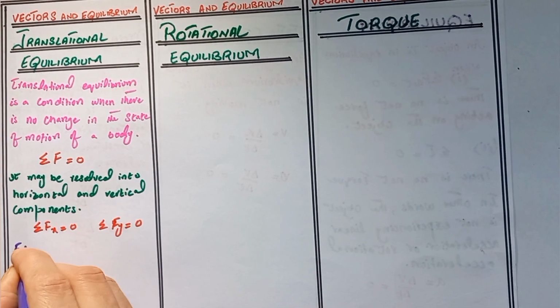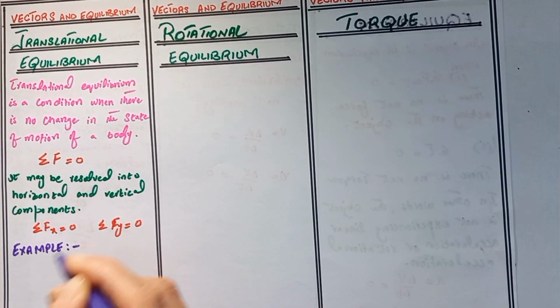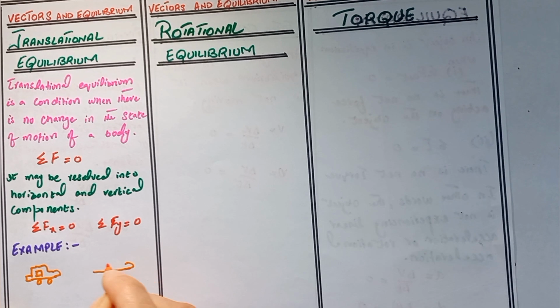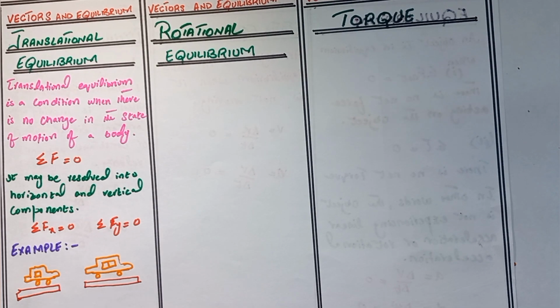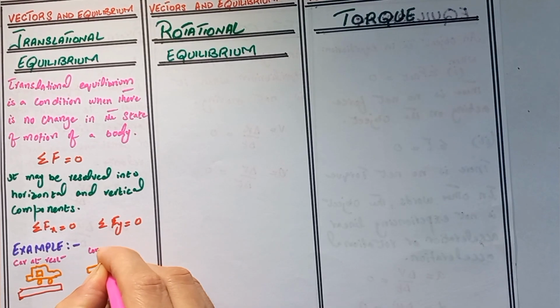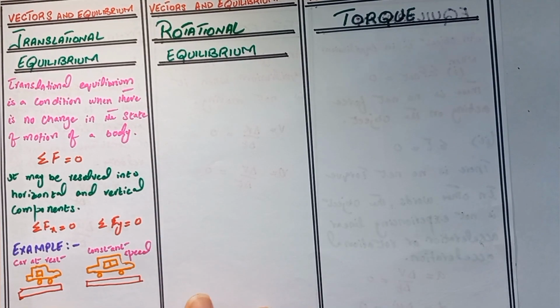Here we discuss the example. Here the car is at rest and the car is moving at constant speed. Here we discuss the two conditions: when the car is at rest, and when the car is moving with constant speed.